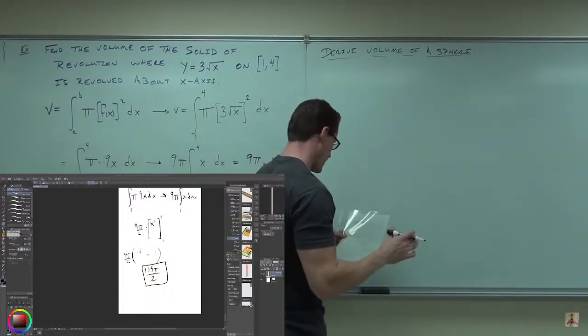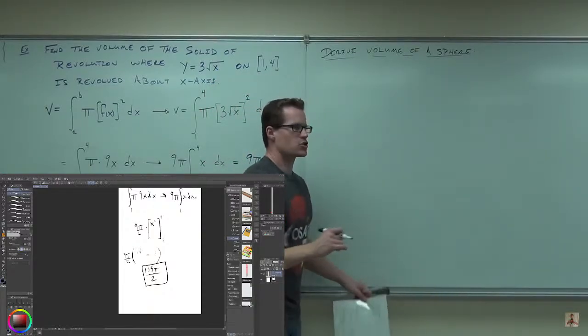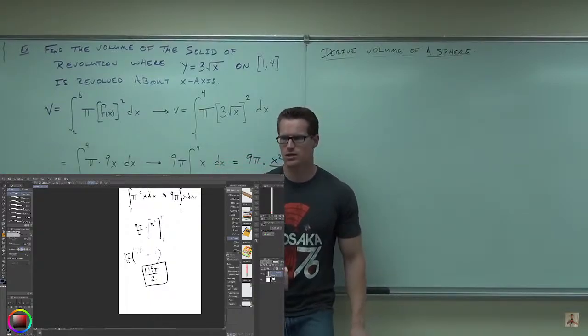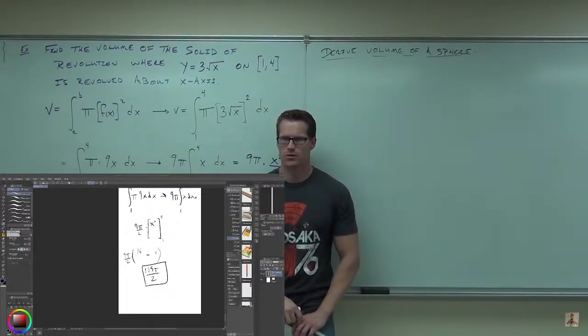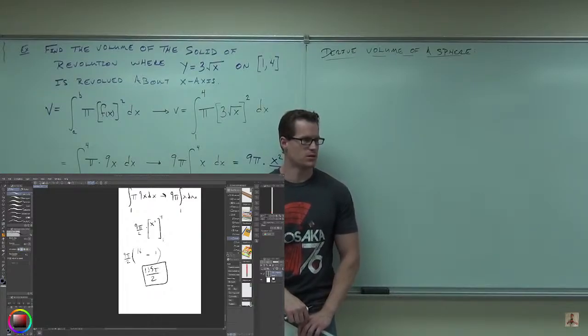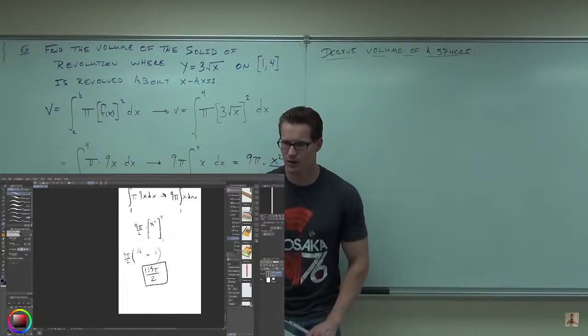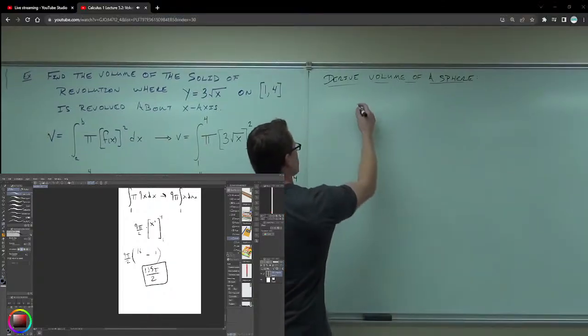Now let's think about how you would get a sphere. What shape would you have to revolve around the x-axis in order to get a sphere? Half circle. Why not a full circle? Because it would be redundant. I don't need that extra part. Just a half circle would do it, wouldn't it? Take a half circle, revolve it all the way around. It's going to create a sphere. So let's start with that.